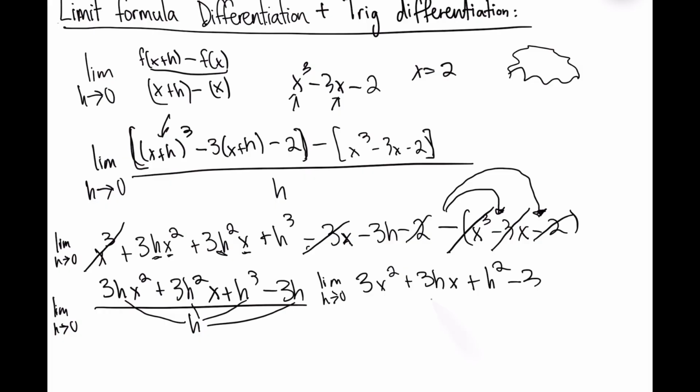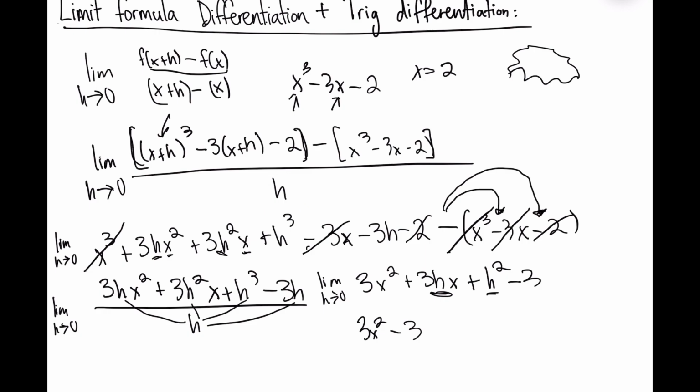And since anything times 0 is 0, what we're left with is just 3x squared minus 3. And you might be asking, okay, well, why couldn't I just substitute 0 for h from the very beginning? Well, you see here, h is in the denominator. And if we substitute for h, we divide by 0, which we can never do in the math world.